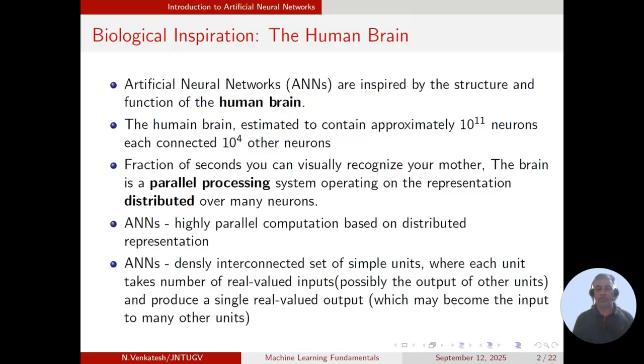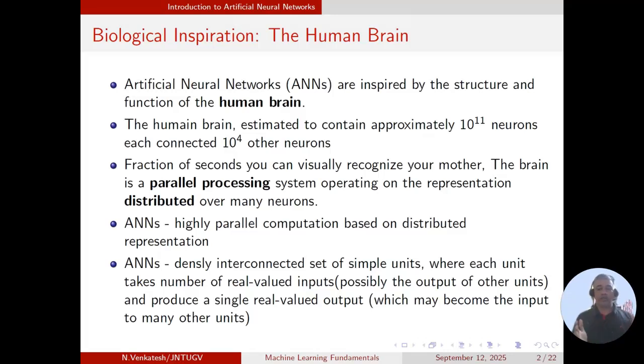Artificial neural networks are loosely inspired from the structure and function of a human brain. When you look at the structure of a human brain, it approximately contains 100 billion neurons, and each neuron is connected to about 10,000 other neurons. That means it's massively interconnected.